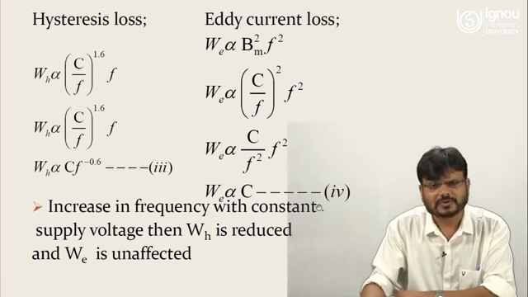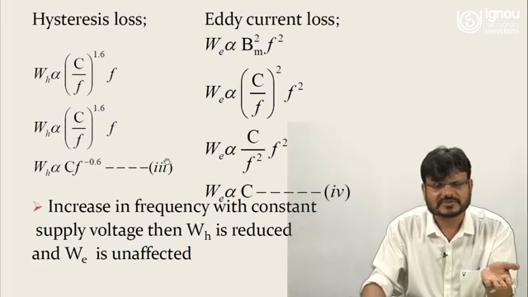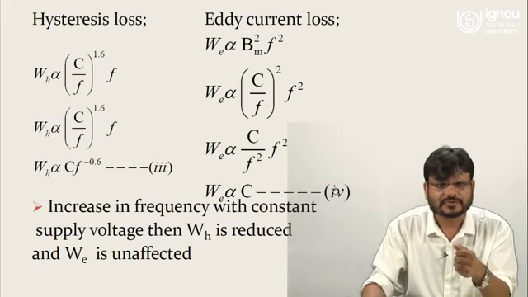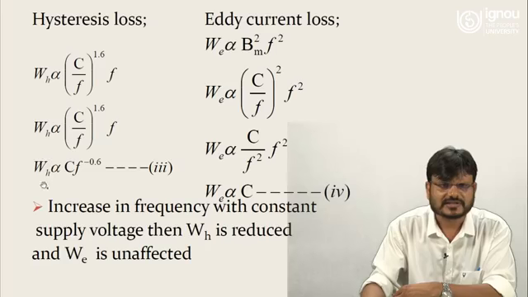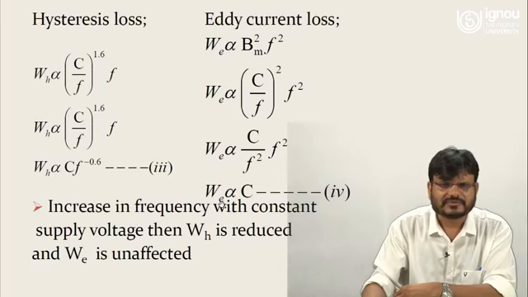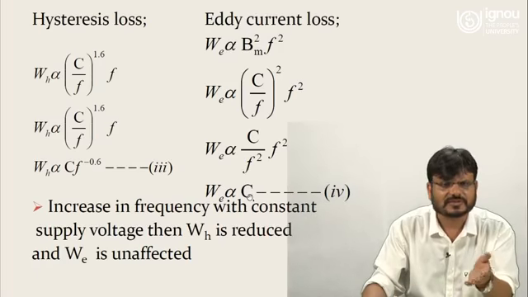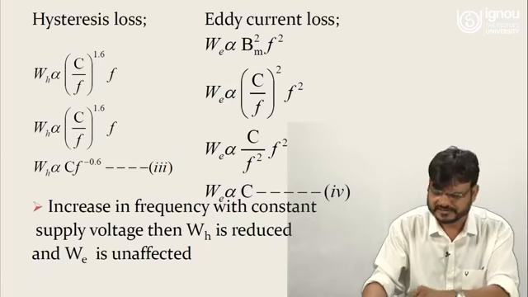So what can you conclude from these two expressions, equation 3 and equation 4? With an increase in frequency at constant supply voltage, the hysteresis loss is increased, as you can see in the formula. And what is the effect on the eddy current loss? Because the frequency terms cancel out, the eddy current loss will always be constant, or you can say it is unaffected.